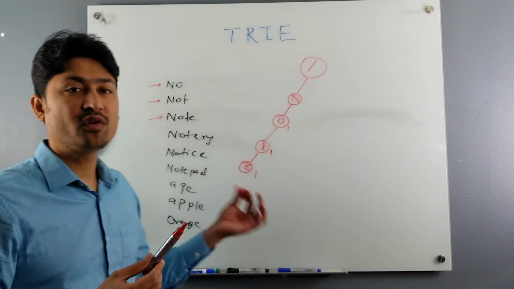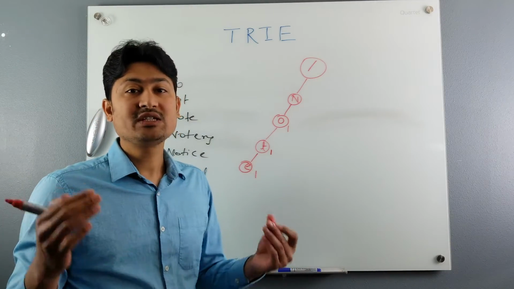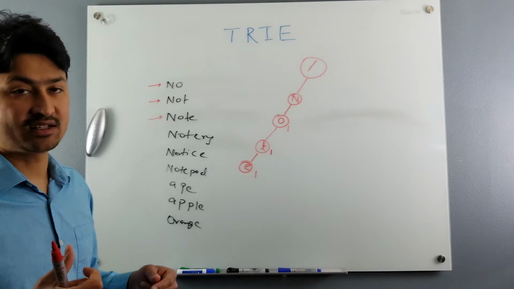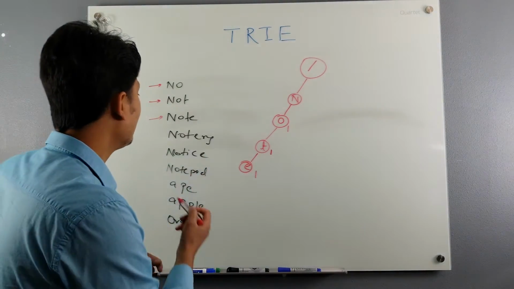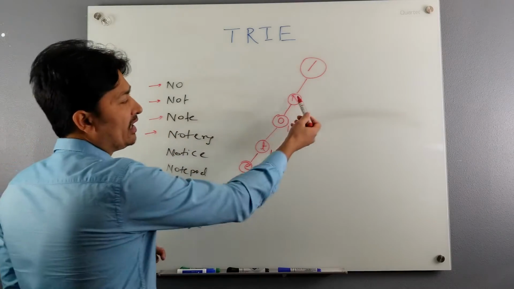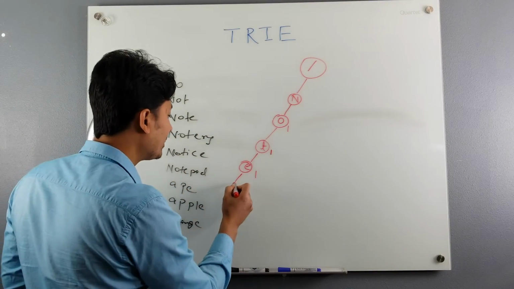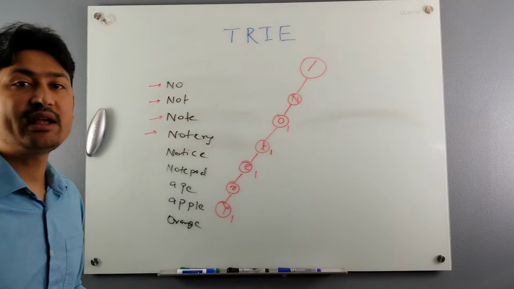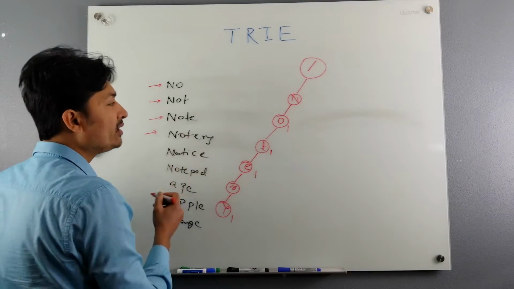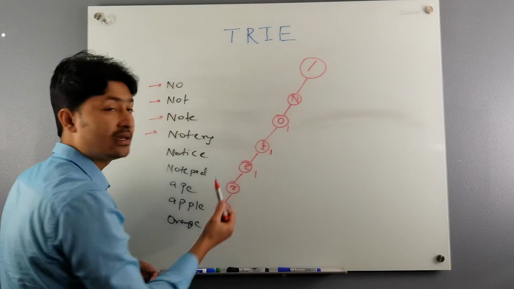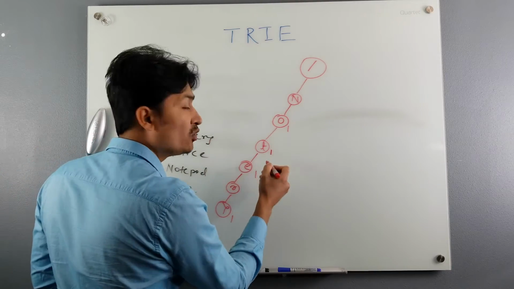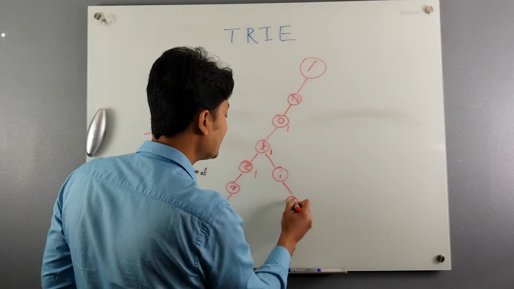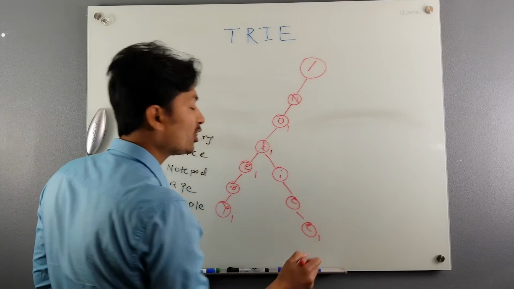So for all the words which have common prefixes, we are using the same nodes for their prefix characters. Similarly, if you go to the next word, notary, NOTE is already there. You create an R, Y and you increment the count at Y. For notice, you already have NOT. From T, you will create another child for I, and then C, and then E, and increment the count.